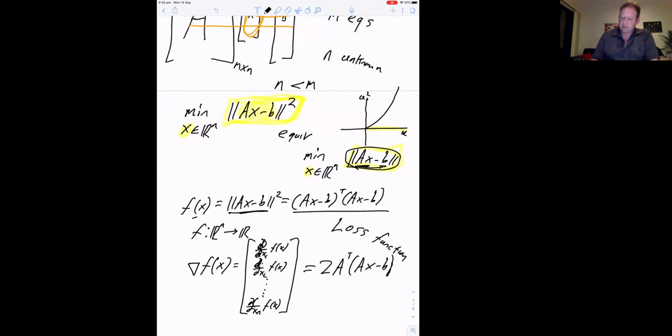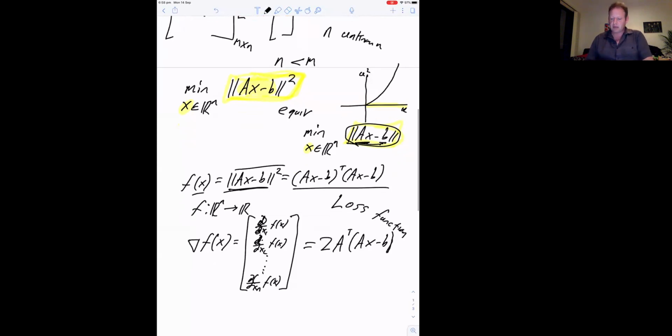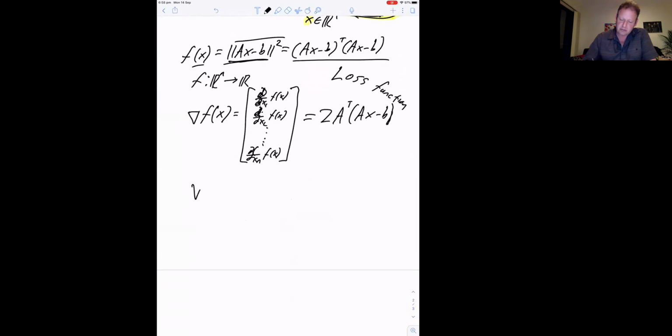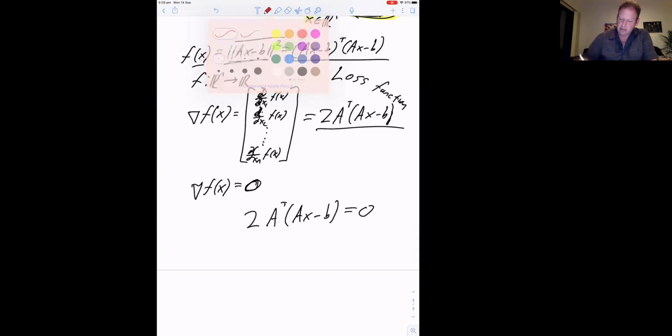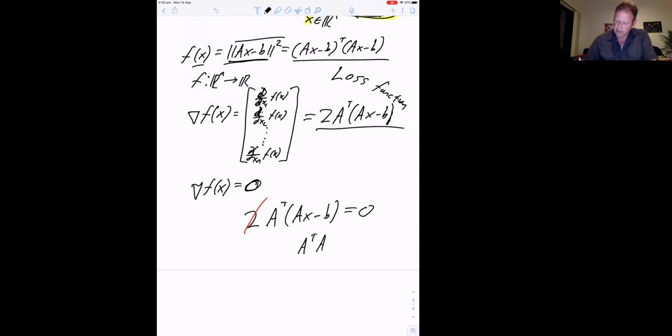Now, if we want to find a minimum of a function, and this is now a multi-dimensional function, X is in Rn, what we can do is say, all right, no problem. We'll just set nabla f of x equals zero. So we equate this thing to zero. 2A transpose (AX minus B) equals zero. This is a zero vector. And then just cancel away the 2 and do some rearranging, and you get A transpose AX equals A transpose B.